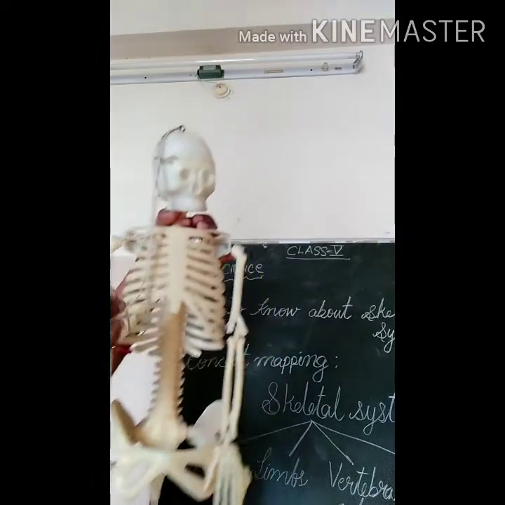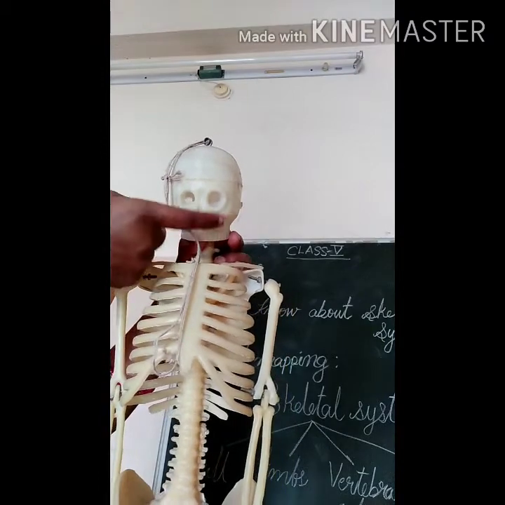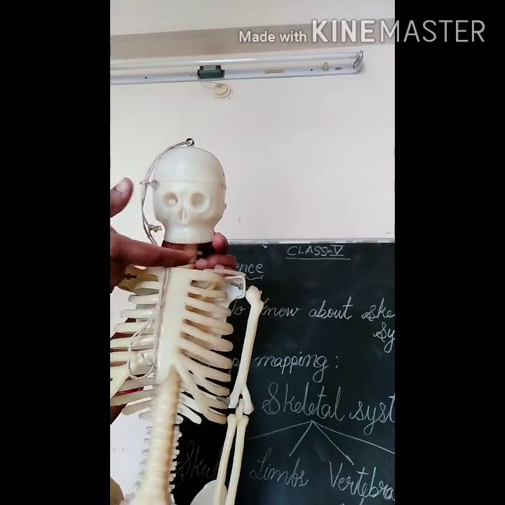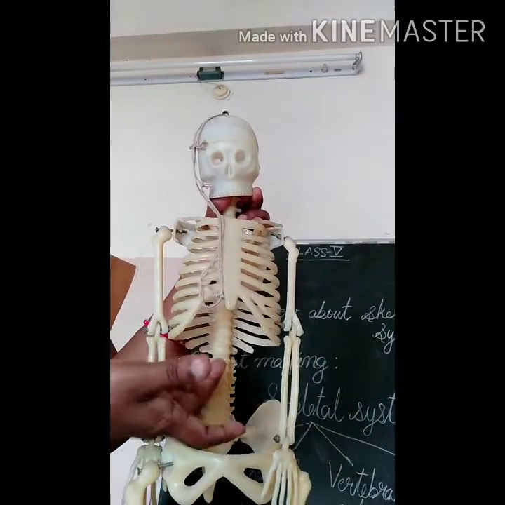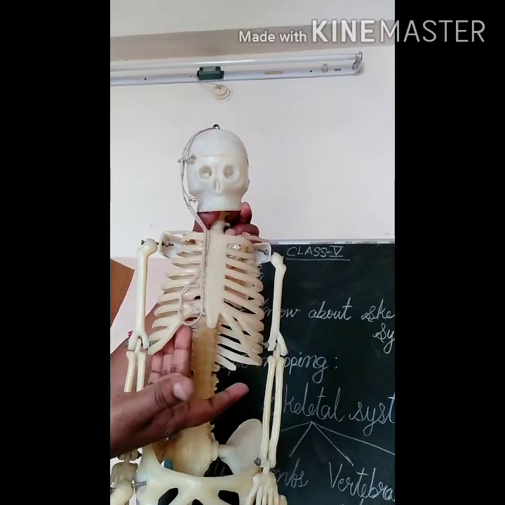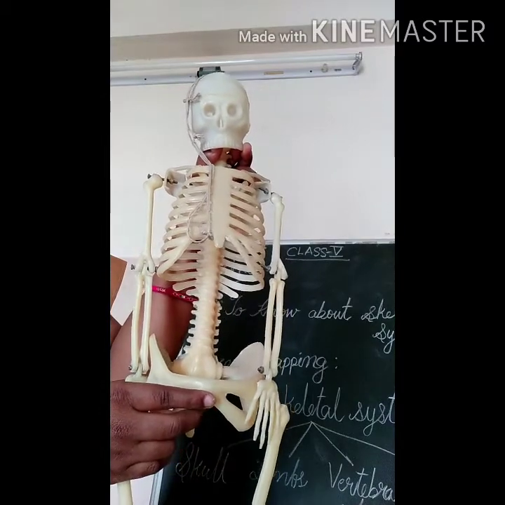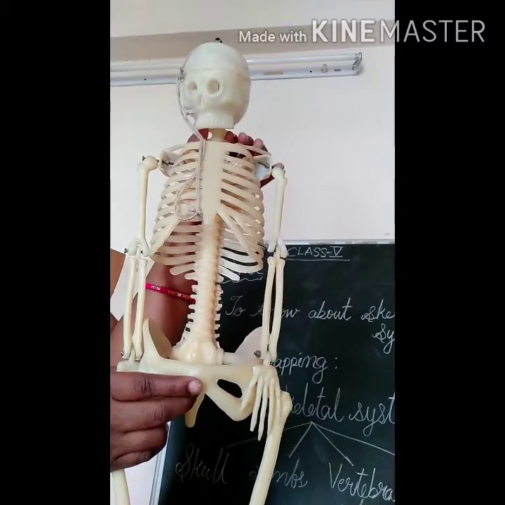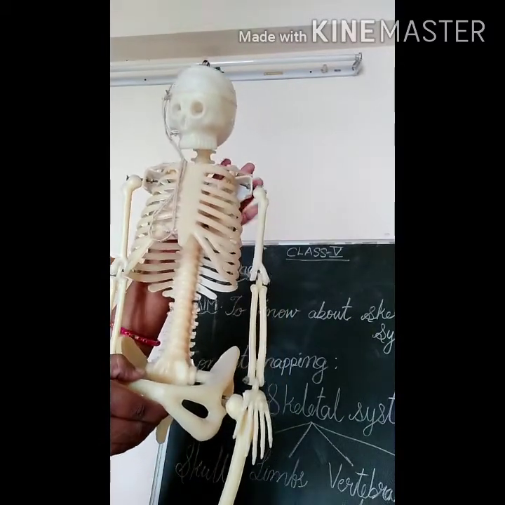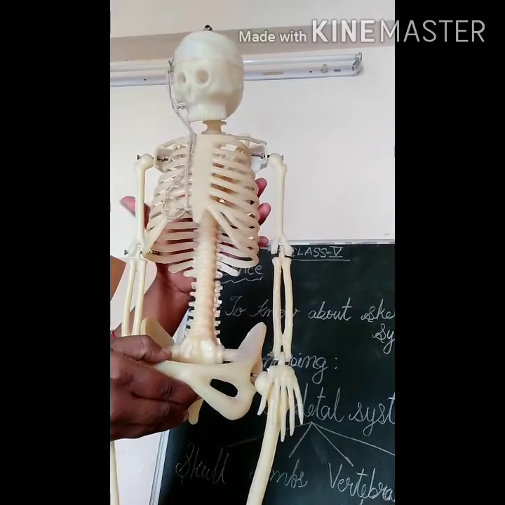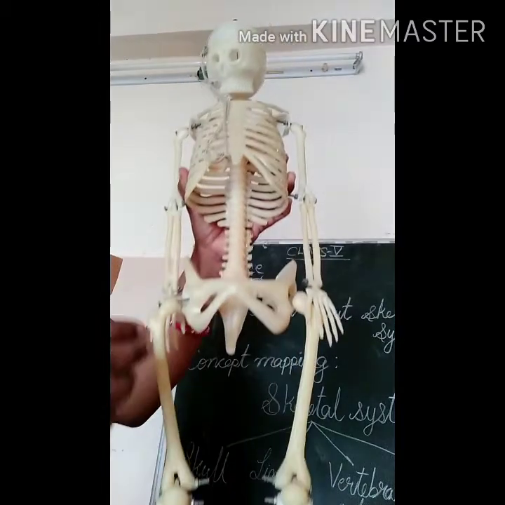Now let us come to the skull. The skull is protecting our brain, eyes, nose, mouth, jaw, teeth, everything, okay. Now the rib cage. The rib cage protects our heart, lungs, liver, gallbladder and stomach, okay. Next, hip bones. The hip bone is protecting the kidneys, okay. Two kidneys we have, and all the digestive system like the large intestine, small intestine, everything, okay. Now these are the bones which help in movement of the body, okay.